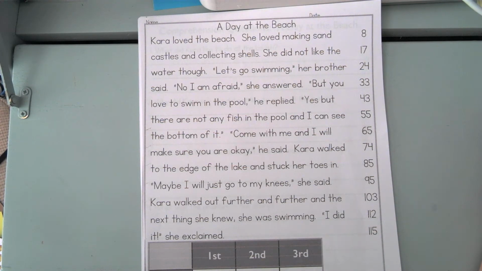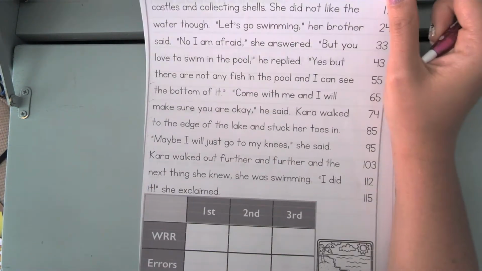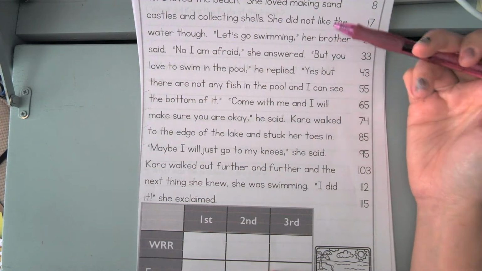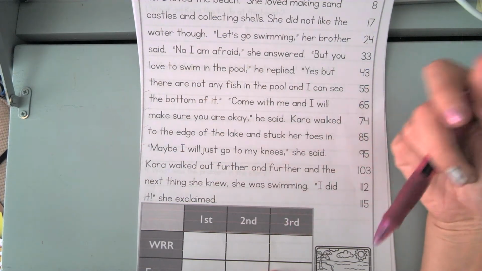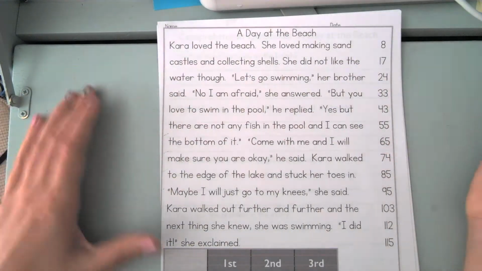So I'm going to start by reading this passage. Now remember, as you read it, I wanted you to circle any words you didn't know what they meant. I wanted you to read it 3 times and try to time yourself so that you can see how many words per minute you could read. But I'm going to start just by reading it.